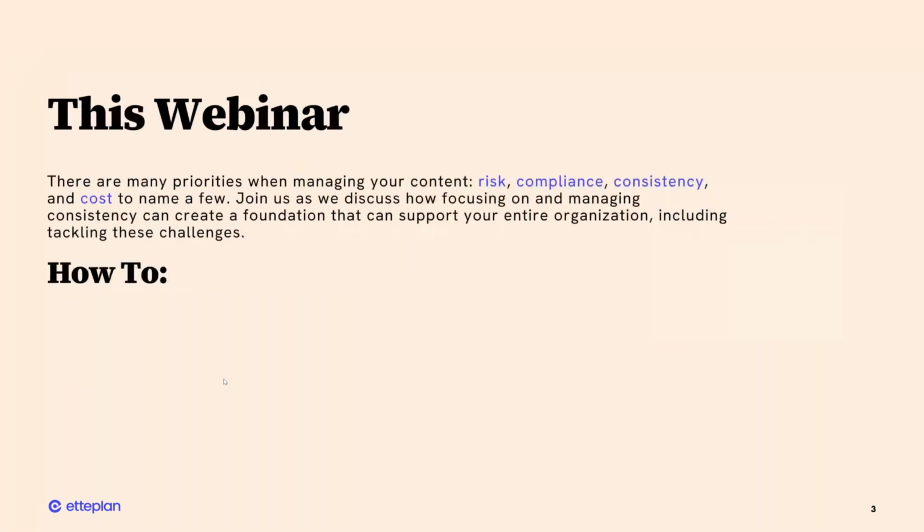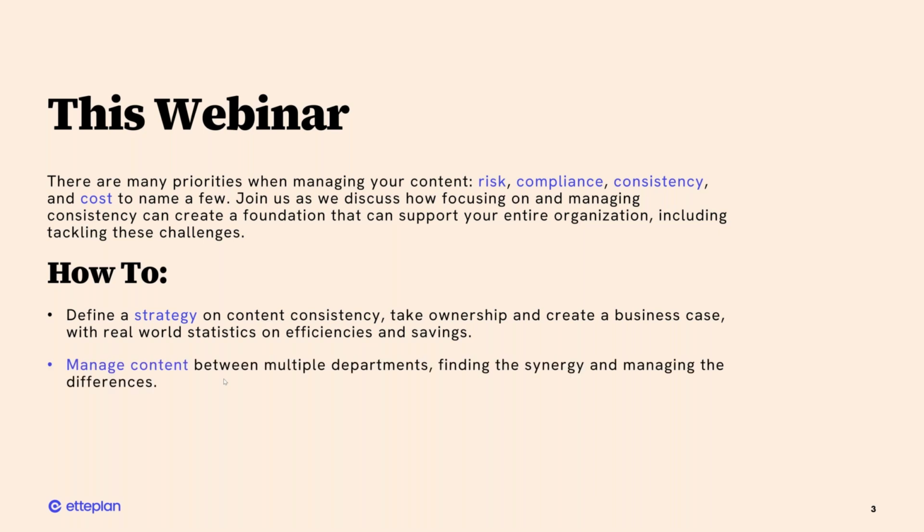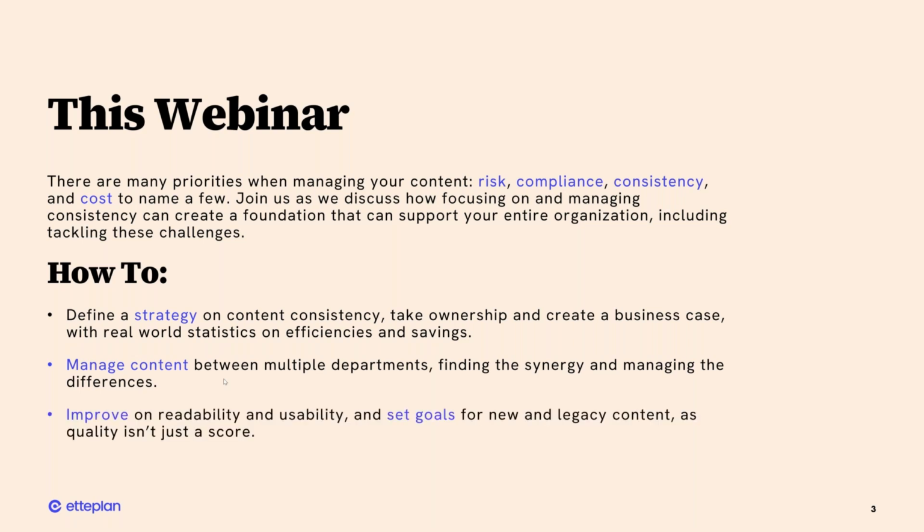So this webinar then, many priorities, right? When we manage content, there's risks, there's compliance, consistency, cost, etc. And what I want to be talking to you about today is how to really define a strategy on content consistency, how to take ownership, create a business case, etc. And then how to manage content between multiple departments or silos, finding the synergy, managing the differences, and then last but not least, how you can then improve on readability and usability and set goals for either new or legacy content. Remember, quality isn't just about having a high score.